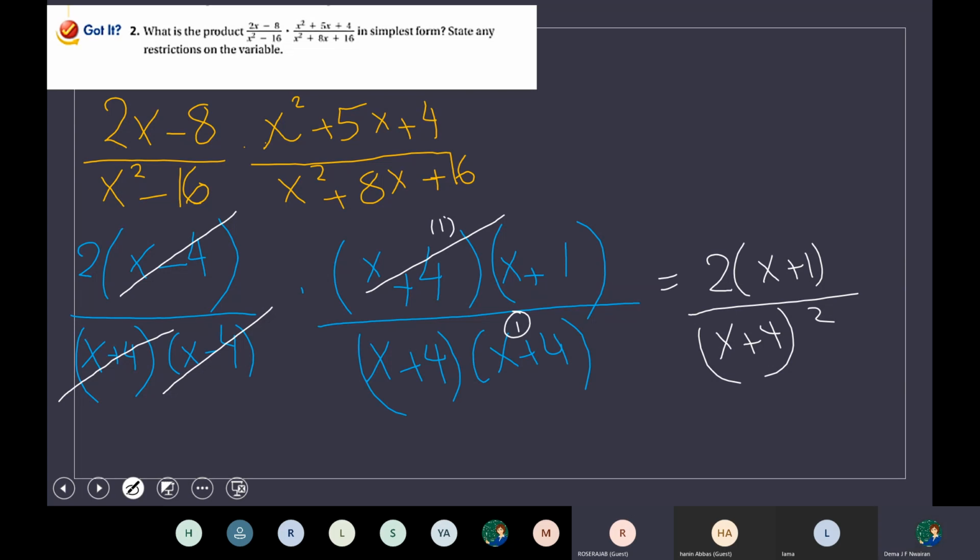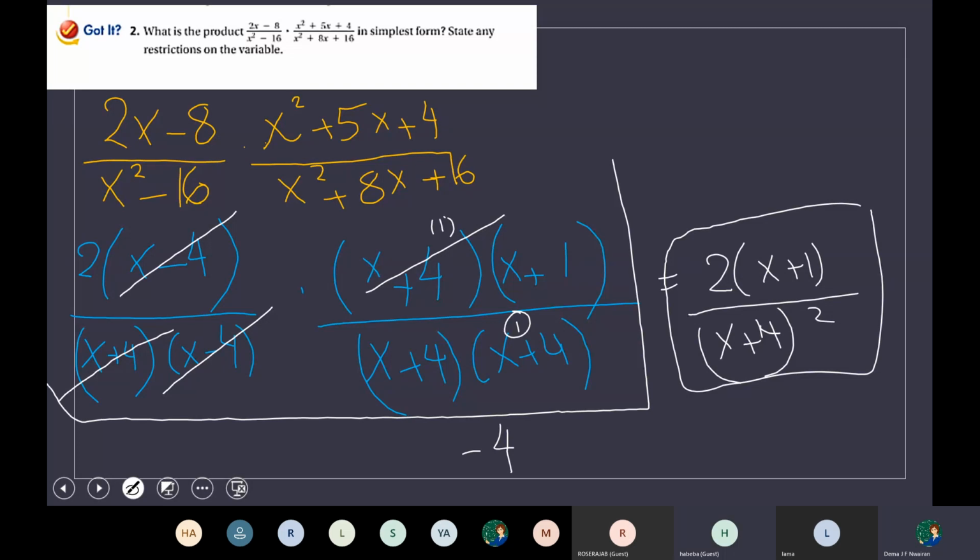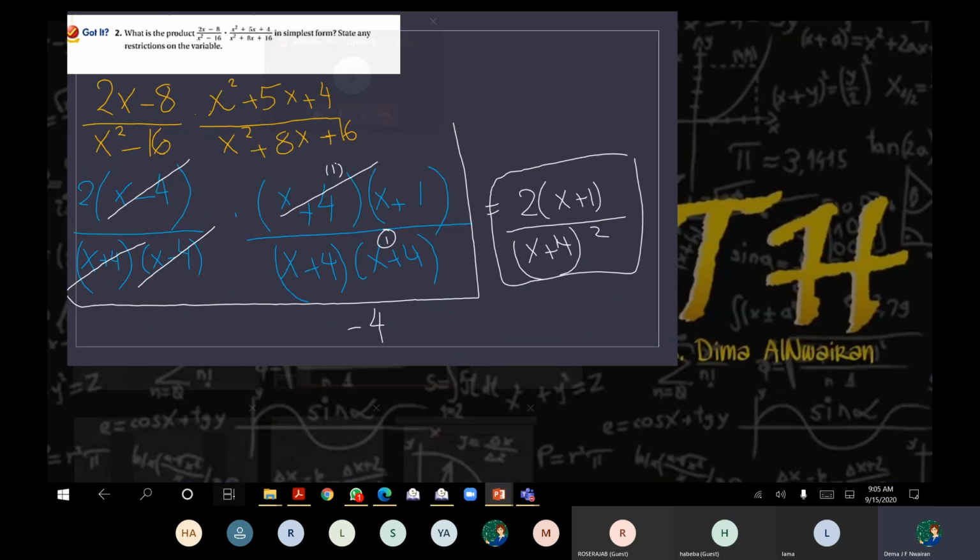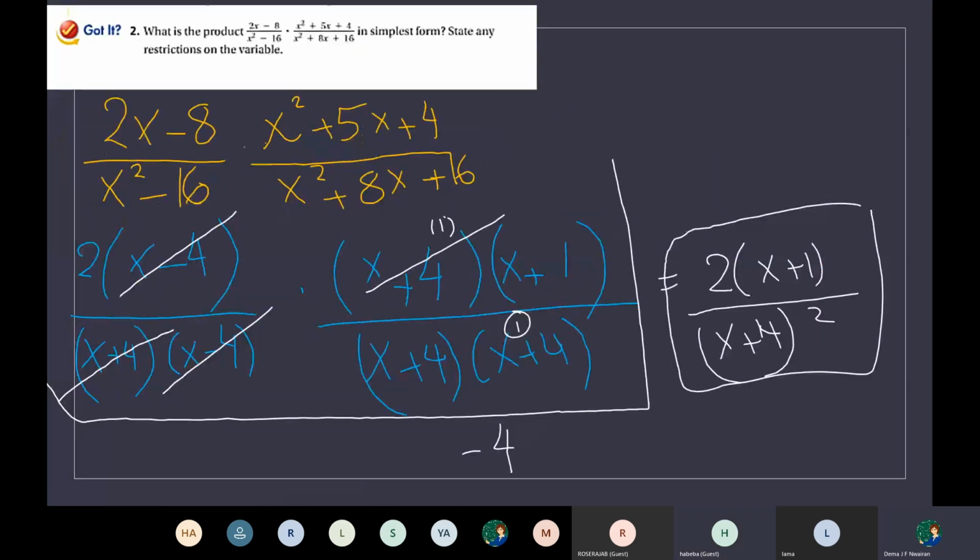Okay. Now, Habiba. Yes, teacher. Can you tell me what the restrictions are on this variable? It's -4. -4. What else? Don't look here, Habiba. Look at the fractions after we factorize them, before you simplify. Oh, sorry. It's -4 and 4. Thank you. So x cannot be -4 or 4.